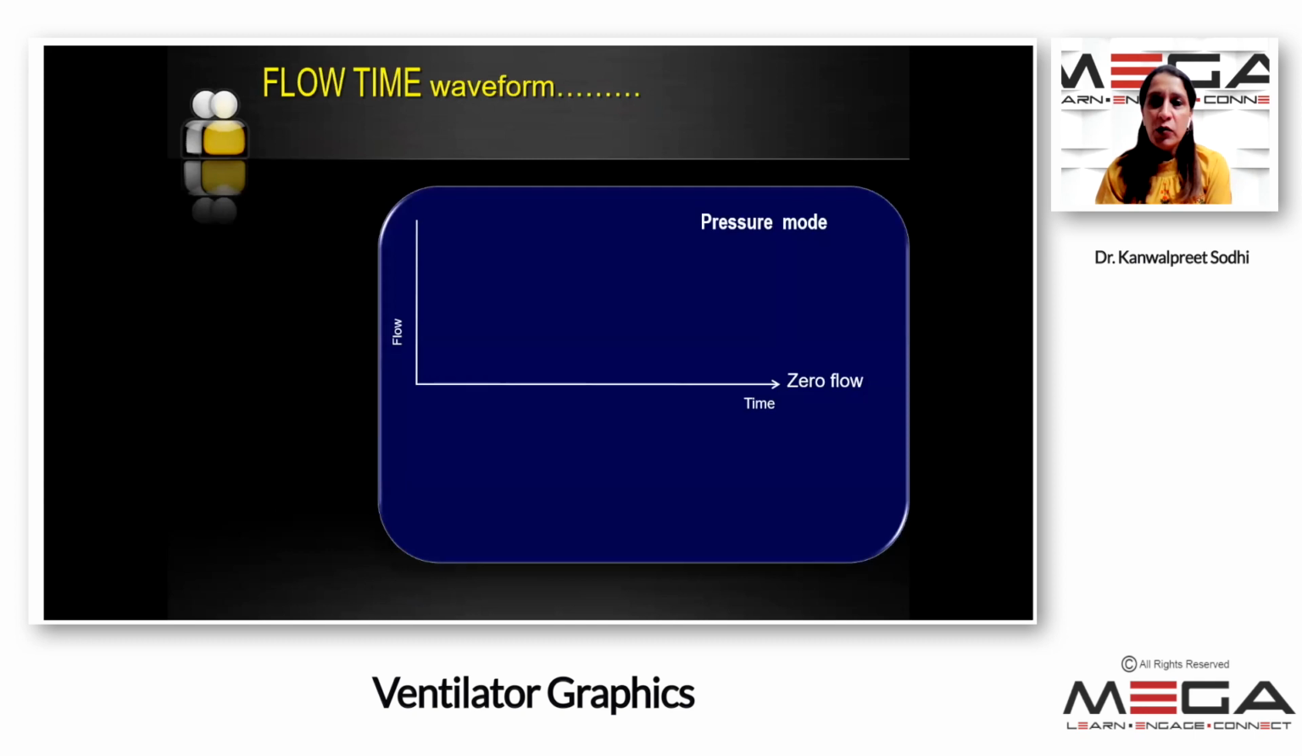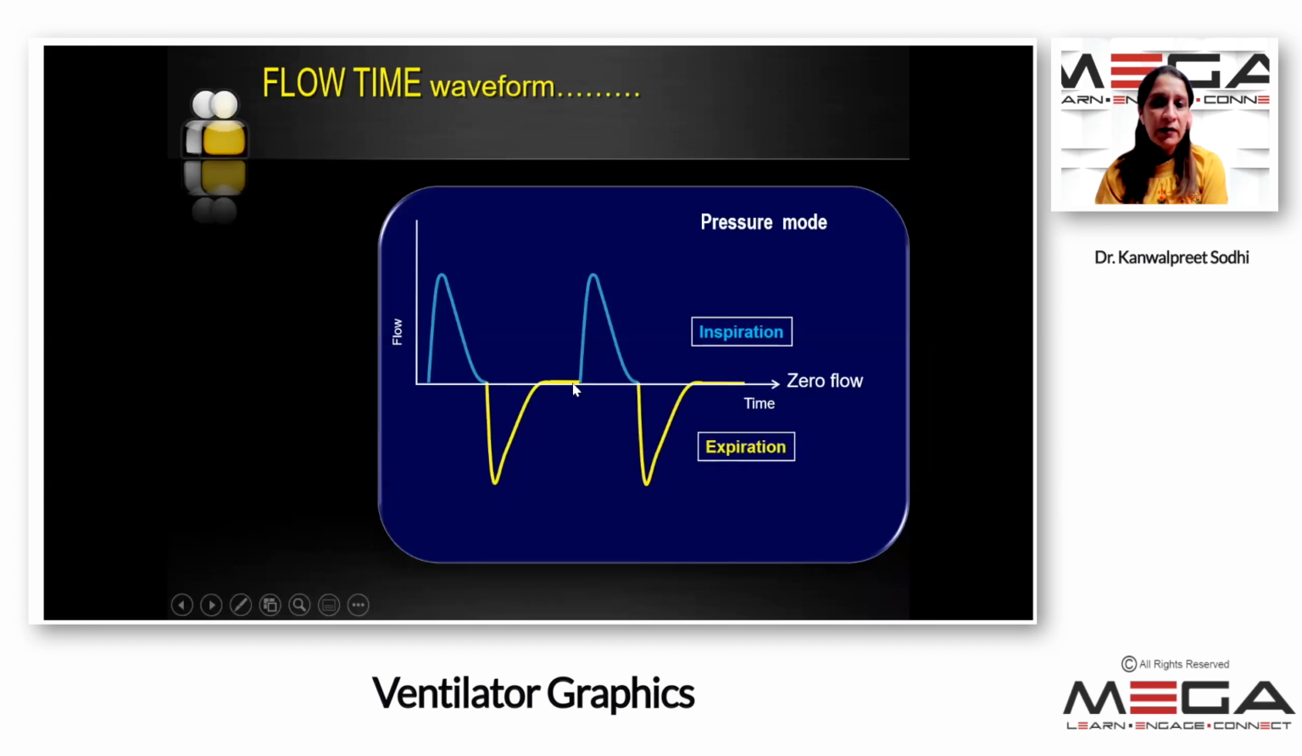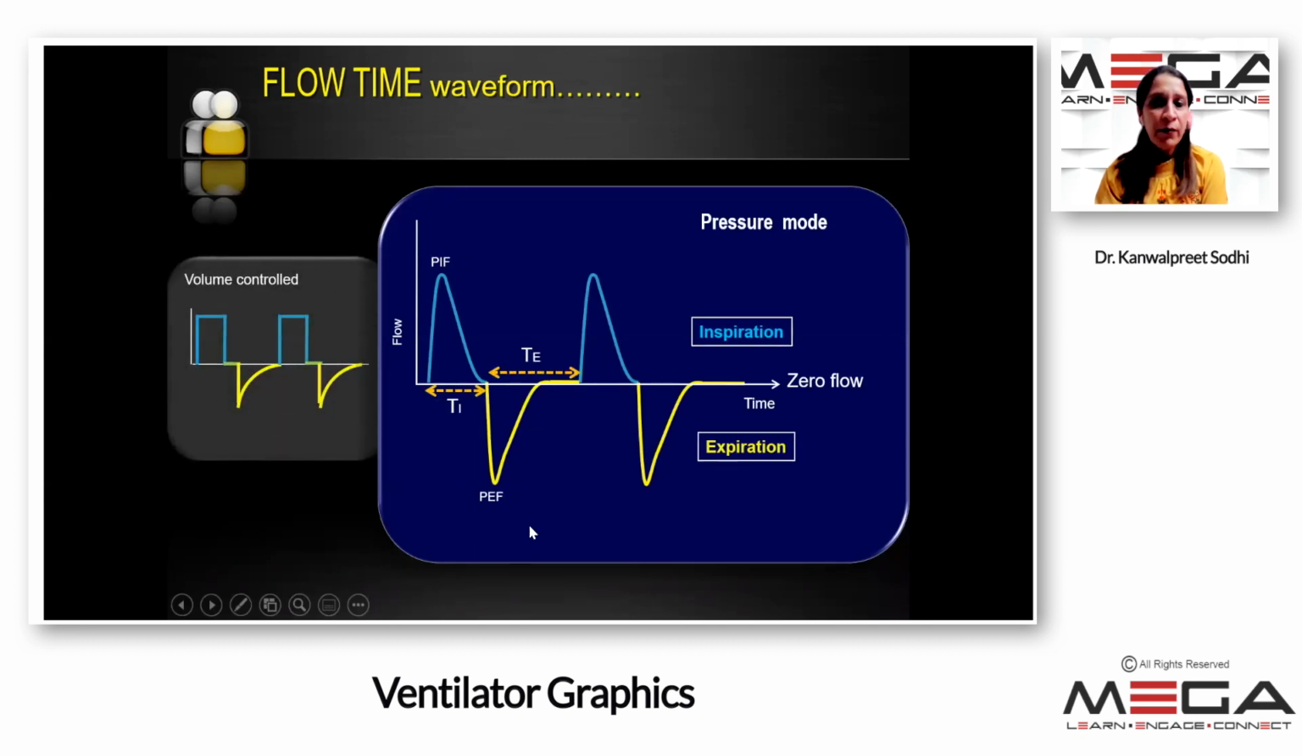Okay, now we come to the flow time curve. In the flow time curve, the flow is on the y-axis. Time always remains on the x-axis, right? So in the pressure mode, during the inspiration, the flows increase, and during the expiration, the flows are negative, right? So reaching a peak inspiratory flow and a peak expiratory flow. So this is how the flow time curve looks on the pressure mode.